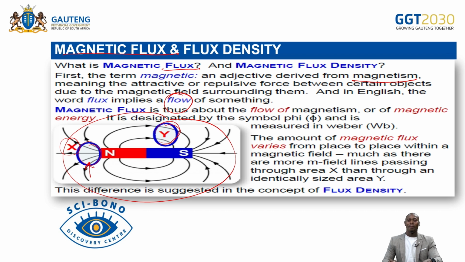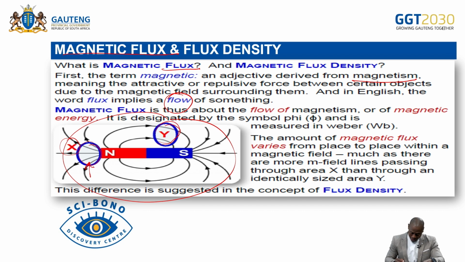So for example, you can see that there are more magnetic field lines when it comes to point X, right? So which means that the magnetic flux there is what? It's stronger compared to what? Compared to Y. So when you talk of the magnetic flux, it's just the flow of what? Of magnetism, right?